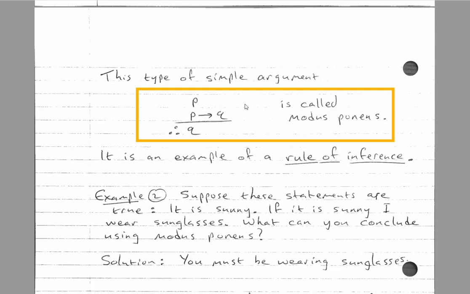This type of simple argument has a fancy name, modus ponens, Latin. It says if P is true, and the implication P implies Q is true, therefore Q has to be true. It's an example of a rule of inference. You're looking at the logic and seeing what must be true, what conclusion you can draw from the premises.